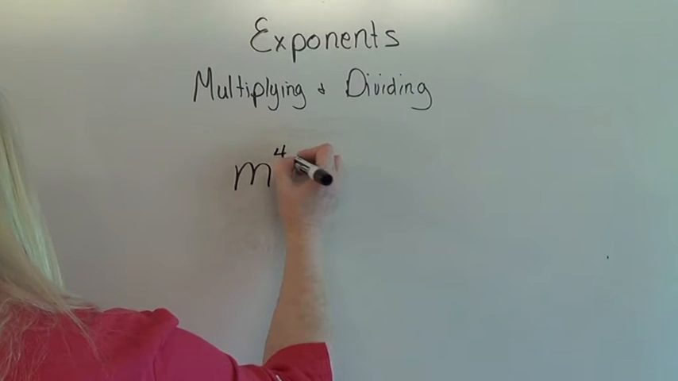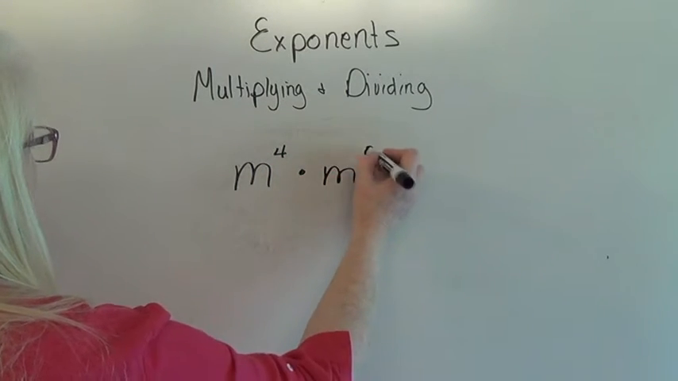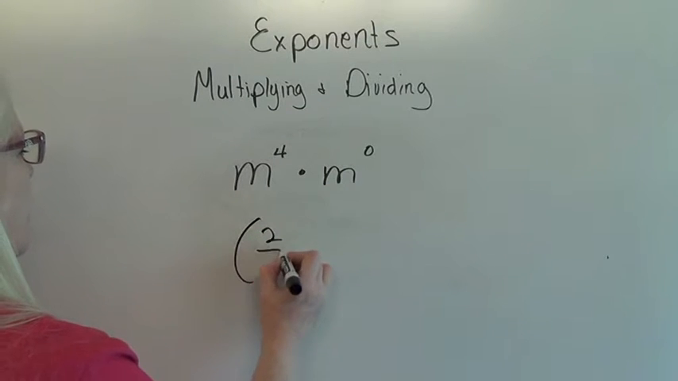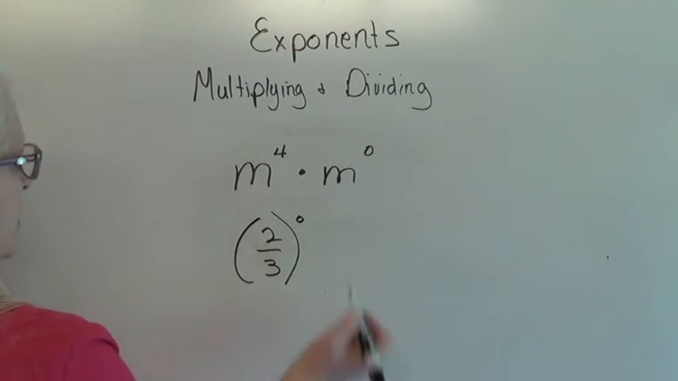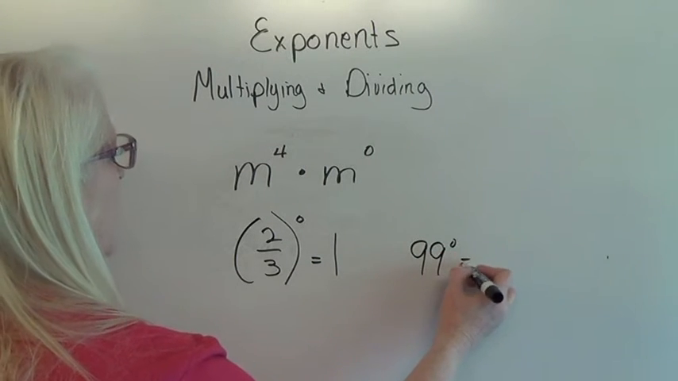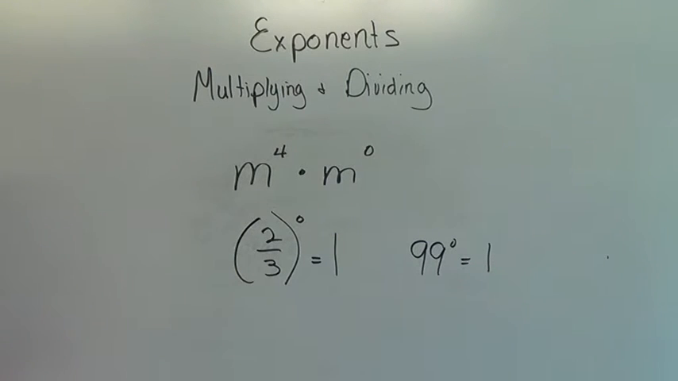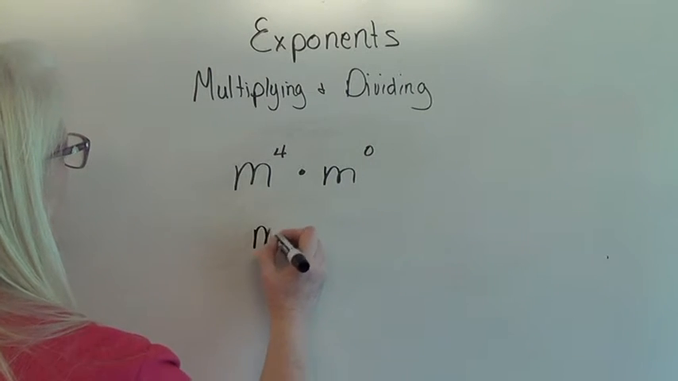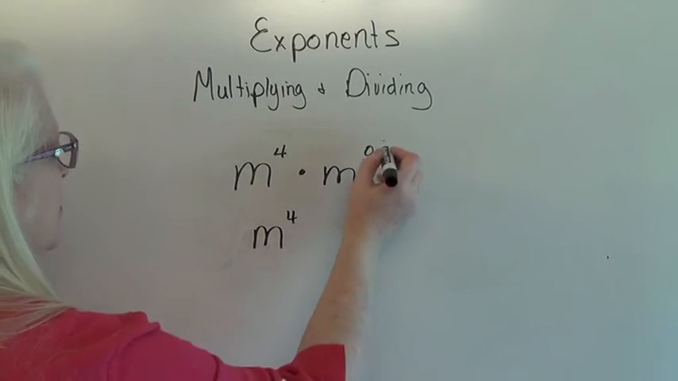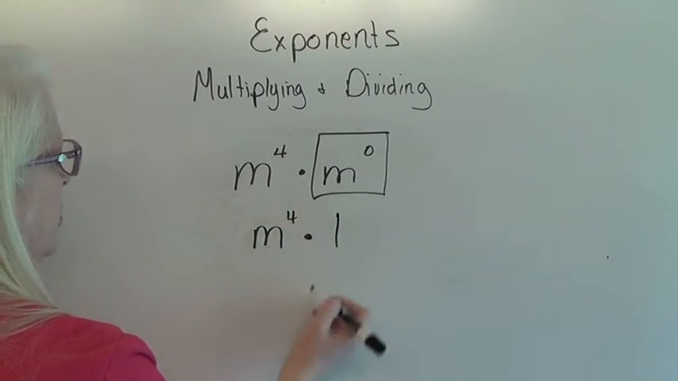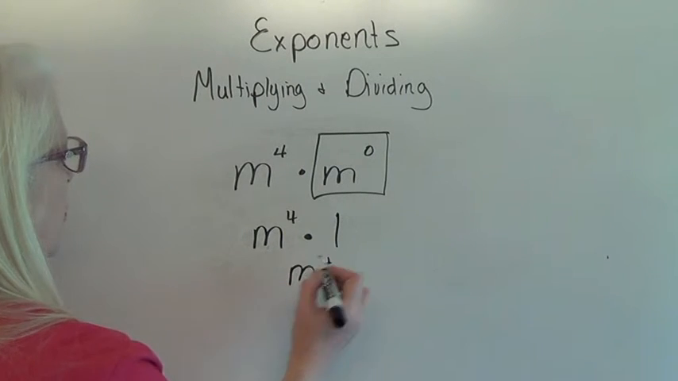Let's take a look at another one. This time we have m to the 4th times m to the 0 power. All right, m to the 0 power. That's interesting. So let me show you how this works. Let's say that we had 2/3 to the 0 power. It would equal 1. Let's say we had 99 to the 0 power. It would equal 1. So anything to the 0 power is going to equal 1. So we can substitute. We can keep our m to the 4th power. And we said m to the 0 power equals 1, so times 1. So m to the 4th times 1 would be just m to the fourth.